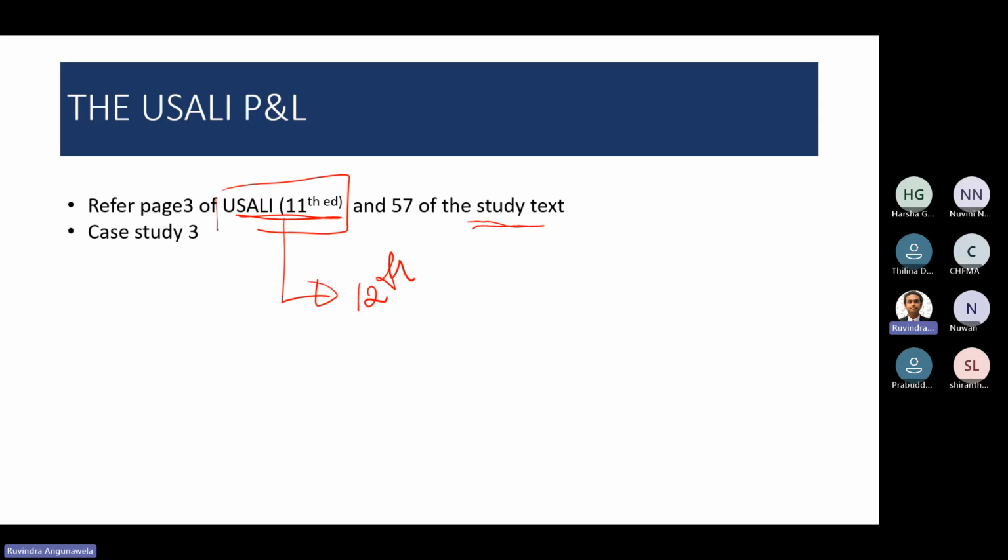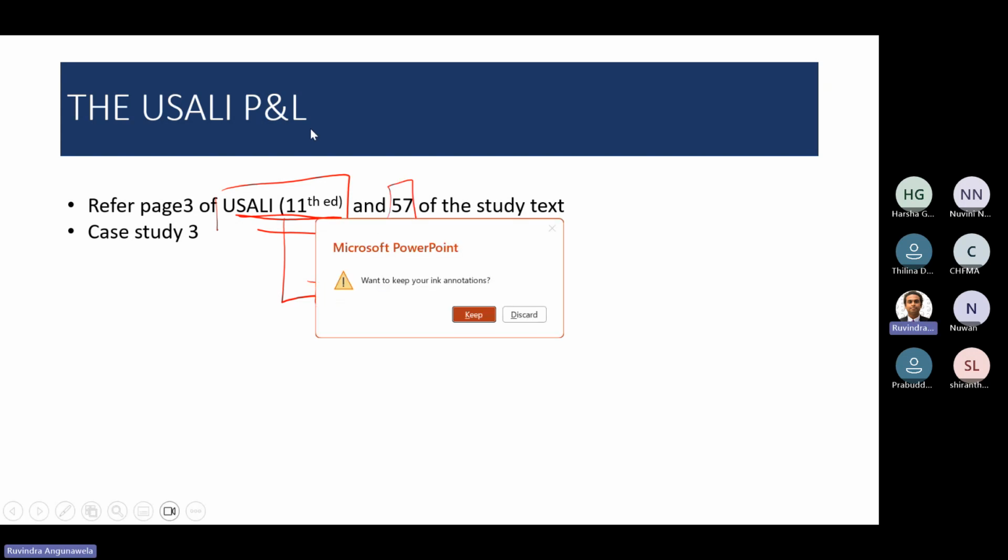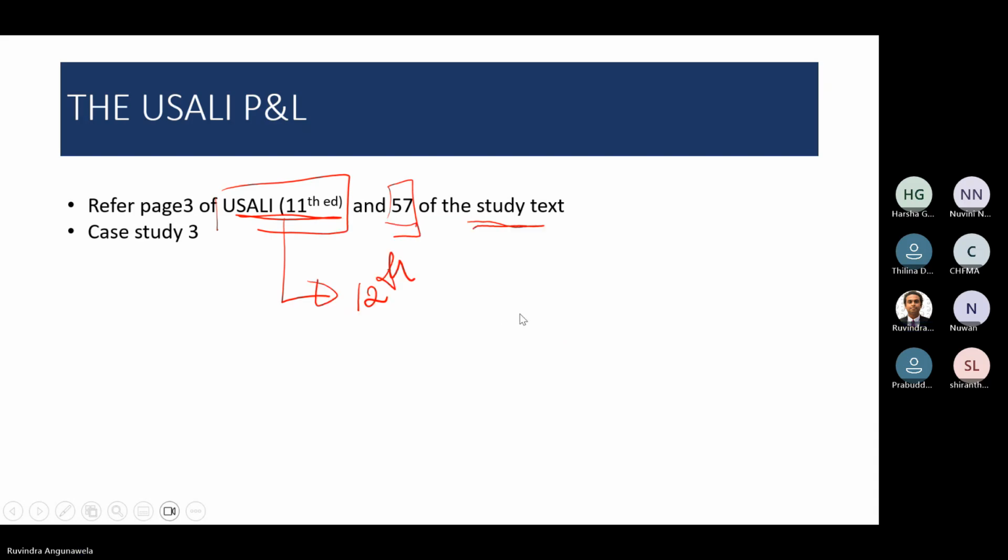Righto. Here we go. We'll first look at page number 57 of your study text, right? So let me just access that. Page number 57 of your study text. Share that with you.